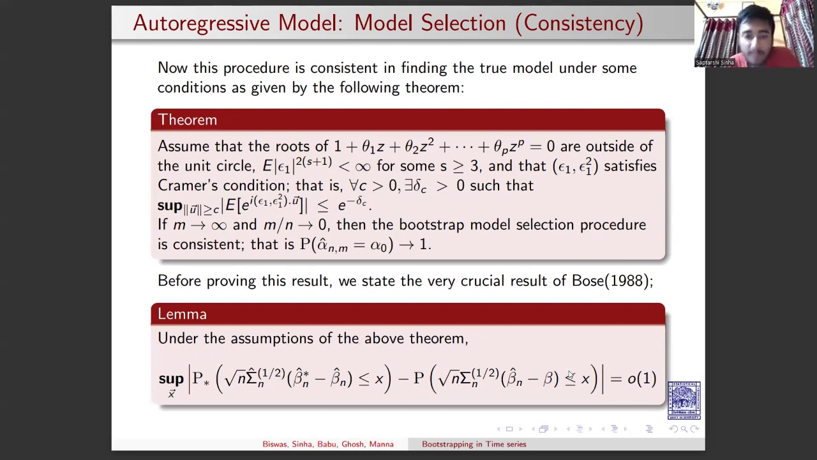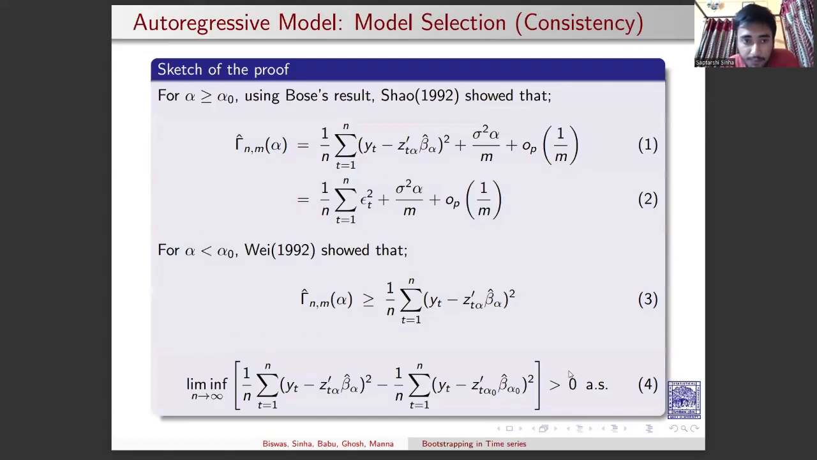But before proving this result, we require the crucial result of Bose, which basically states that under the same conditions, the residual bootstrap method is a consistent method for approximating the distribution of the OLS estimate. Now, the entire proof is pretty long, so I have presented a sketch of it.